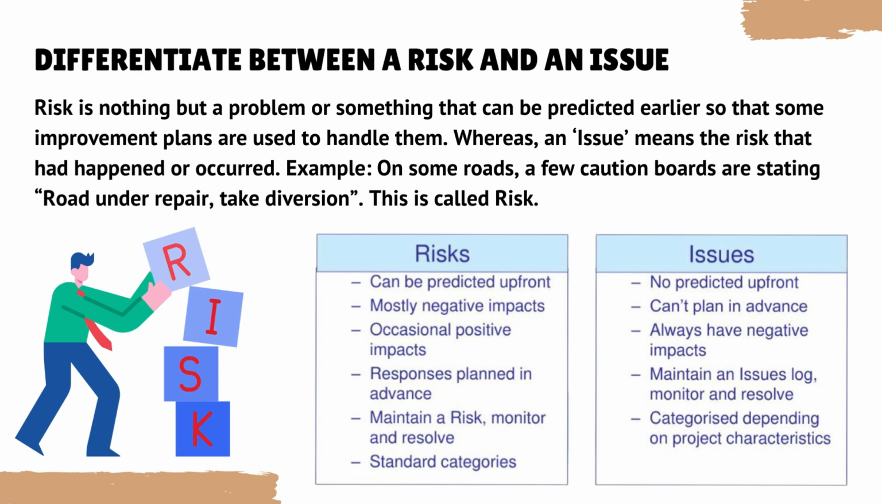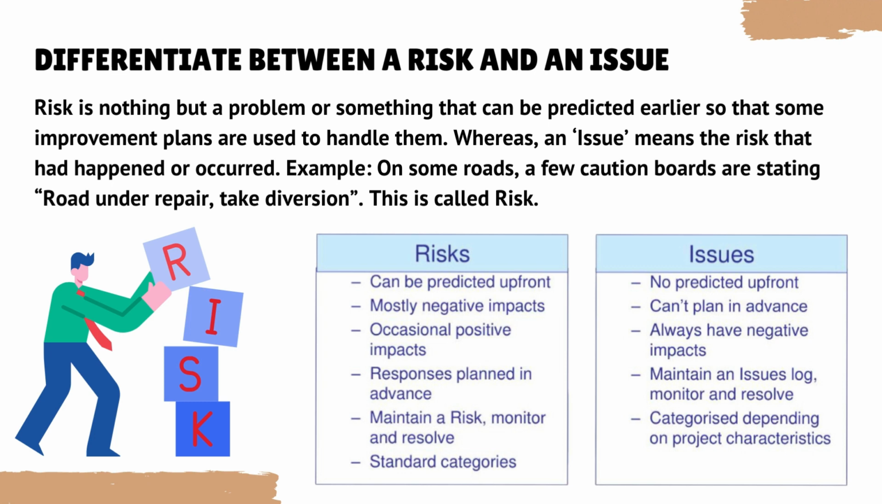Risk has a more negative impact. Issues can have or cannot have a negative impact. Risk can have occasional positive impacts. Issues always have a negative impact. For risk, we can plan the response in advance, whereas for issues we cannot plan in advance. We have to maintain an issue log, monitor or resolve. We cannot maintain a risk. We can somehow reduce the risk, monitor the risk or resolve. We cannot completely mitigate the risk.